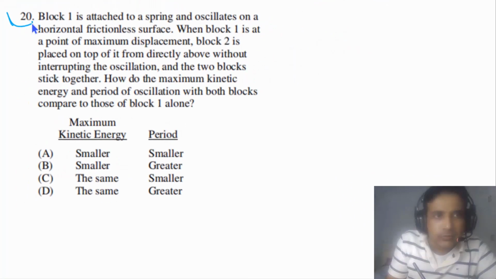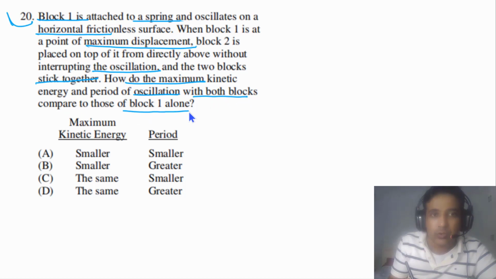Question 20 says block 1 is attached to a spring and oscillates on a horizontal frictionless surface. When block 1 is at a point of maximum displacement, block 2 is placed on top of it from directly above without interrupting the oscillation, and the two blocks stick together. How do the maximum kinetic energy and period of oscillation with both blocks compare to those of block 1 alone?